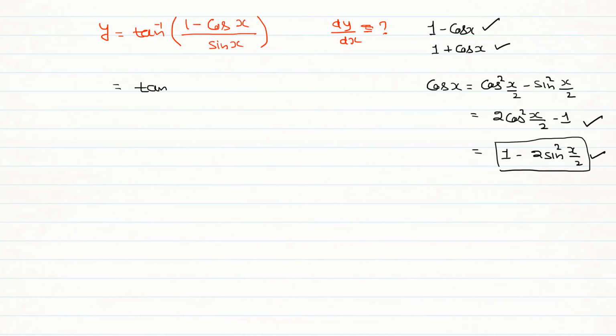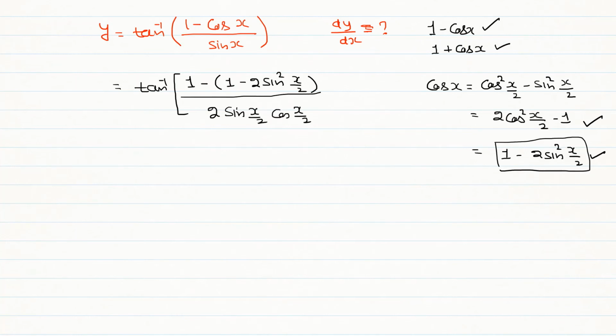So I'm writing tan inverse. Now it is 1 minus, in place of cos x I'm going to write that formula. It is 1 minus 2 sine square x by 2 from here, and divided by, in the denominator again a half angle formula, in place of sine x it should be 2 sine x by 2 cos x by 2. So just writing both of them, 2 sine x by 2 cos x by 2, and completing this. Now if we open the bracket, it is tan inverse, now 1 minus 1 will cancel. I'm opening the bracket.